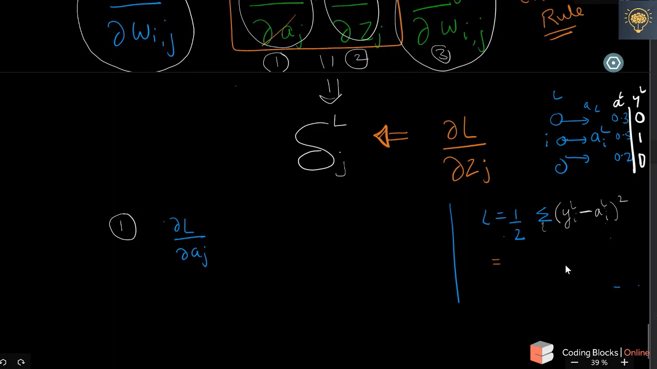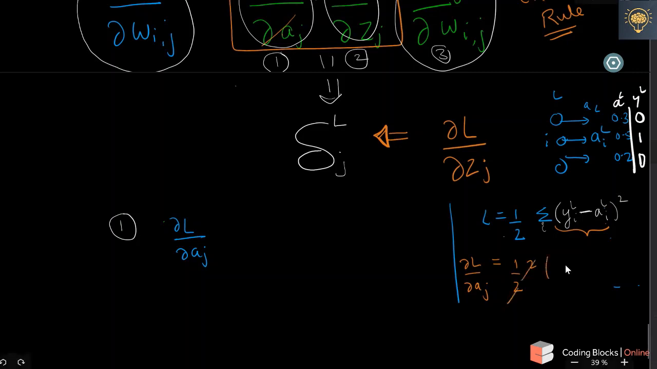So if you take the derivative, it is going to be half of the derivative with respect to A_j. This will only be defined when i equals j. For all other terms it is going to become 0.